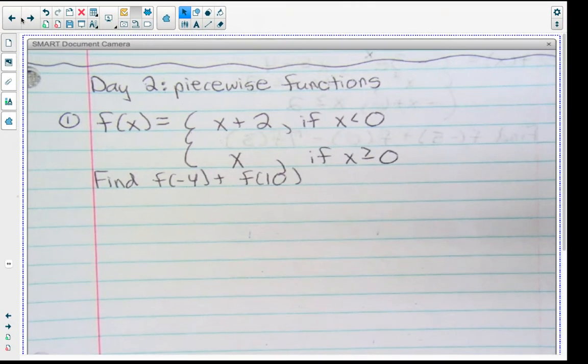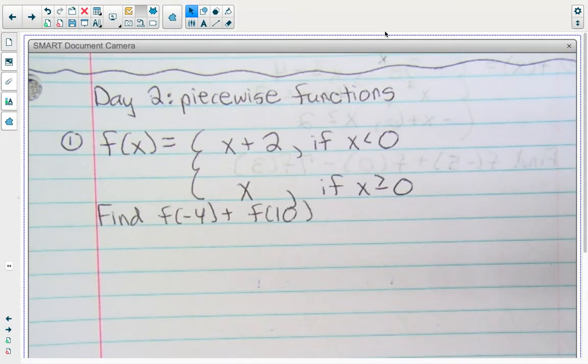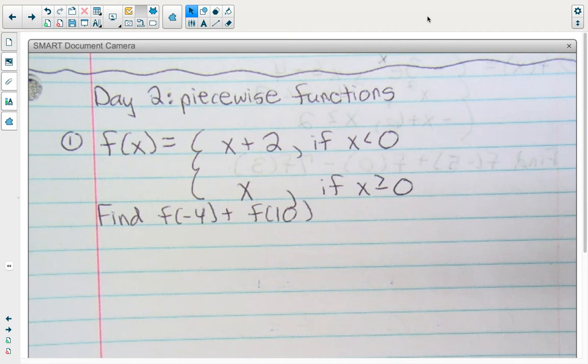Hello, good morning. We're going to do some more with piecewise functions today. I'll go through, we'll talk about how to do it algebraically, making sure you understand the concept behind it. And then, of course, we'll make sure that you're putting it into Desmos correctly. So this is another piecewise function.